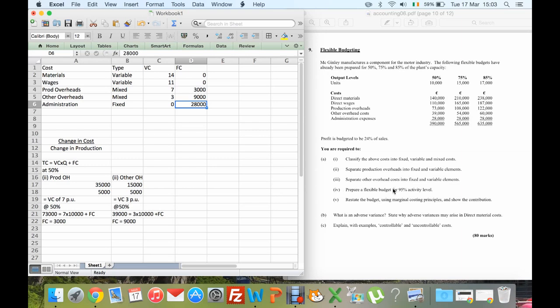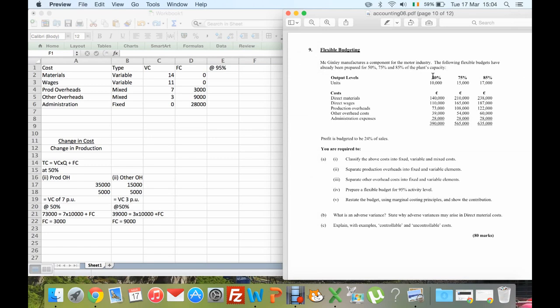We have to prepare a flexible budget for the 95% activity level. So at 95%, how many units? If at 50% we produce 10,000 units, we need to find out 1%. So if you divide 10,000 by 50, that gives you 500.